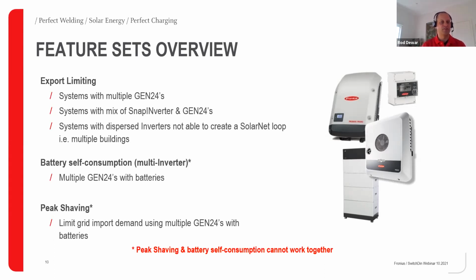Then you've got the battery self-consumption with multi-inverter. If you've got a single inverter, a single Gen 24 with a battery, it's not necessary to have the Droplet. I mean, there's other features you get with it, but it's not essential. However, when you do have multiple inverters with batteries on each one, then you would need it. If you have just a Snap inverter and a Gen 24, so you only have one Gen 24 and there's no export limiting, then again, you wouldn't need it in that case.